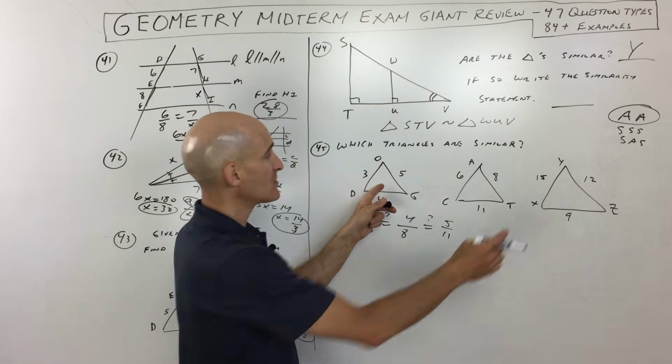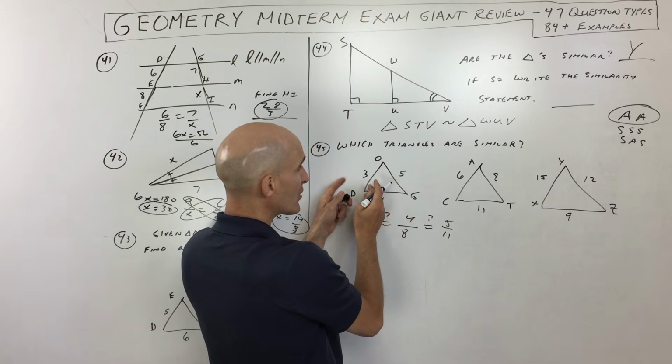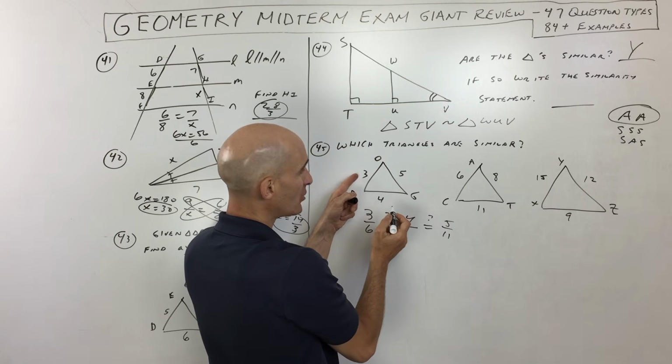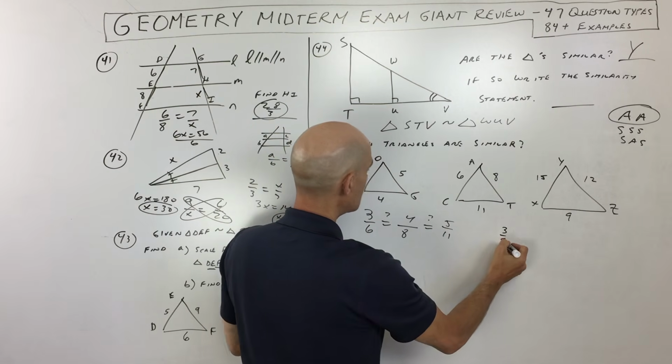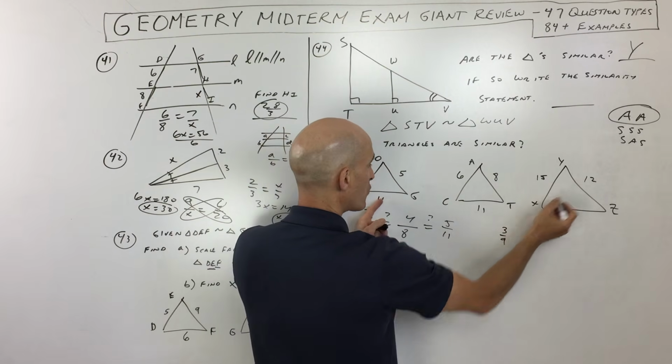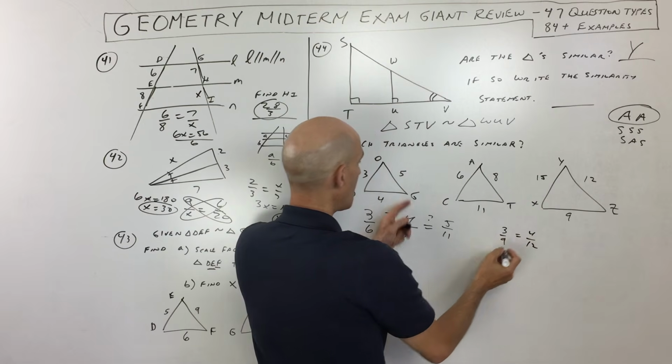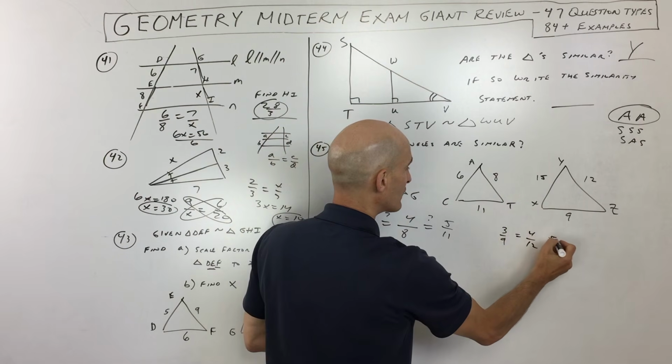Let's check the first and the third. So I'm going to compare short to short, medium to medium, long to long. So short to short would be 3 to 9, right? So 3 to 9, 4 to 12, so medium to medium, and longest to longest, so 5 to 15.